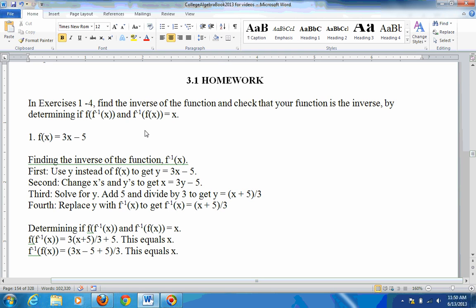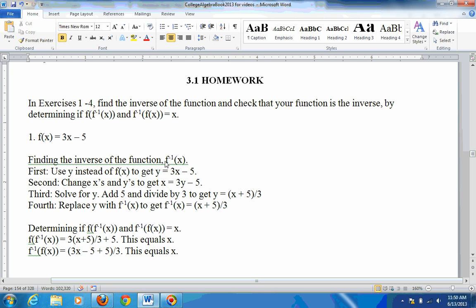Here are some homework problems from section 3.1. On this first problem, we're supposed to find the inverse function and also find f of f inverse of x and f inverse of f of x and show that both of those equal x. The first problem, f of x equals 3x minus 5.